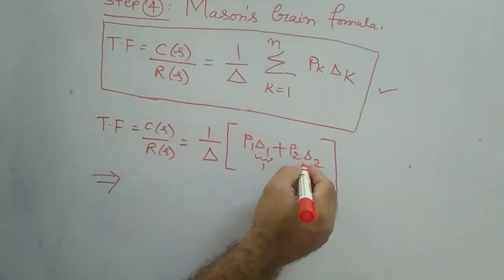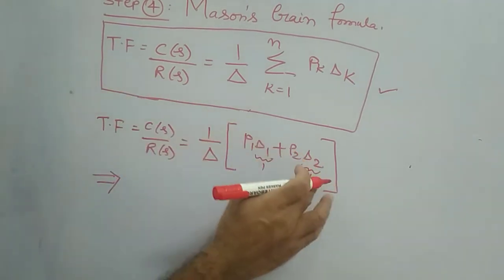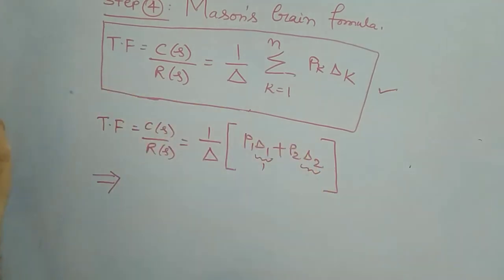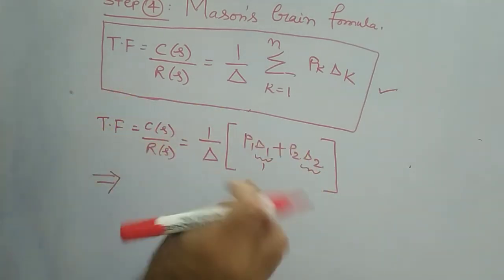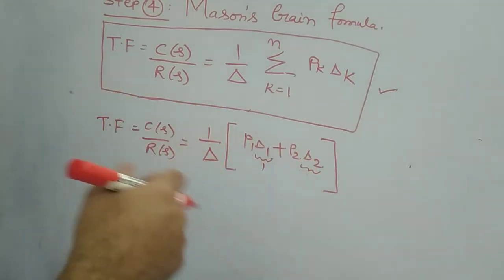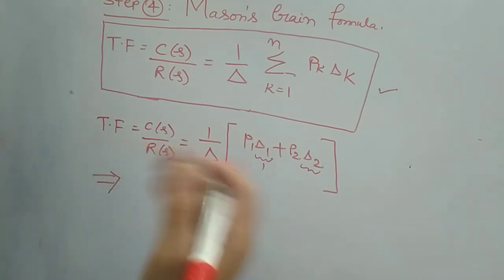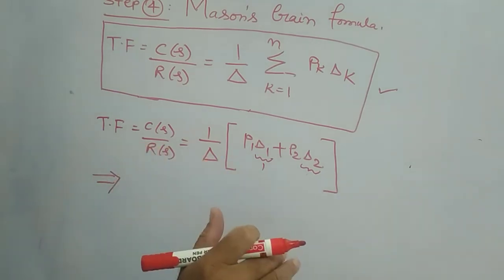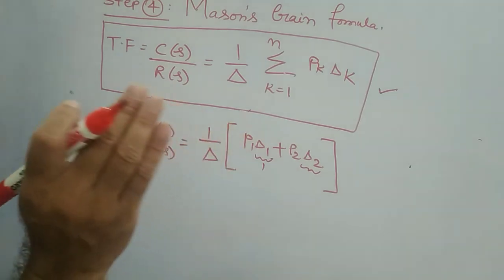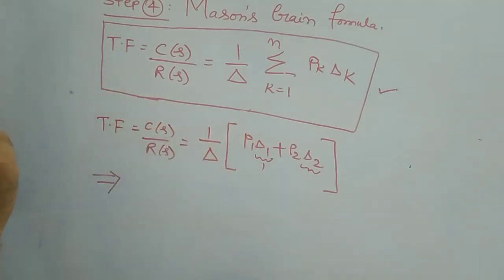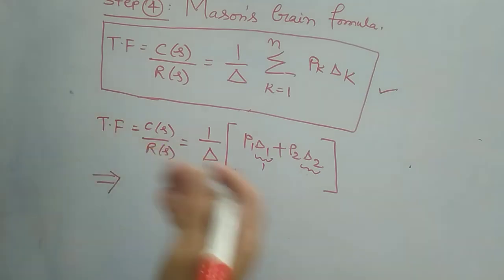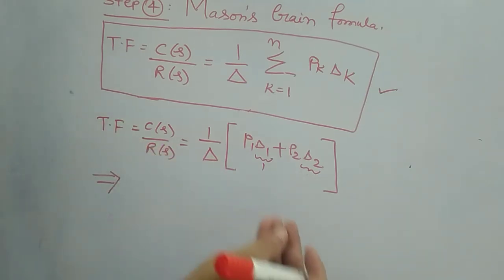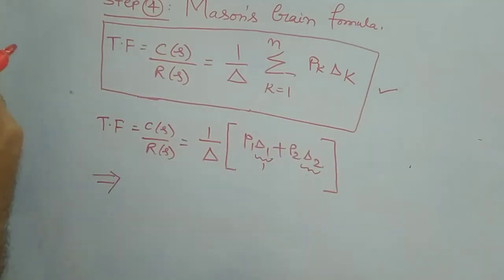Similarly, what is delta 2? Delta 2 is nothing but, consider forward path 2. For the forward path 2, is there any individual loop available in the given signal flow graph which does not touch that forward path 2? If there is, then we have to find out the value of delta. That value of delta is nothing but delta 2.